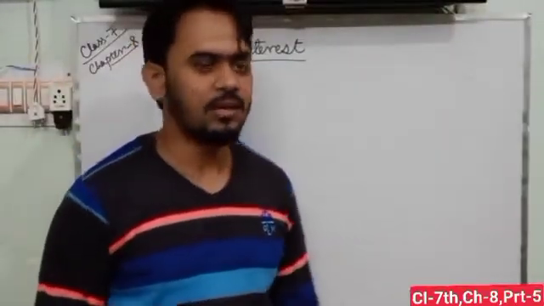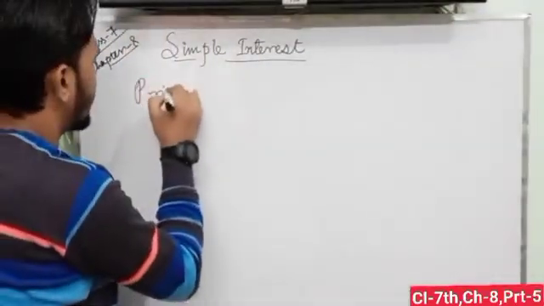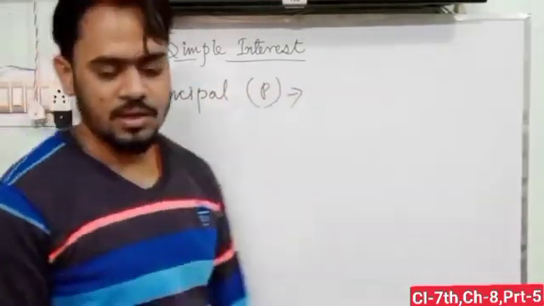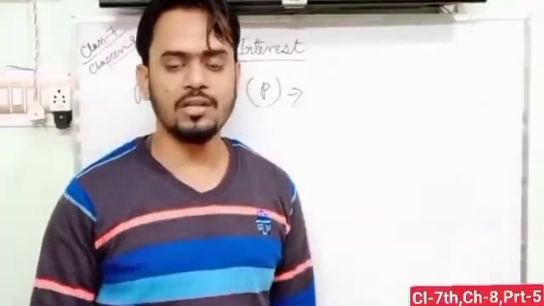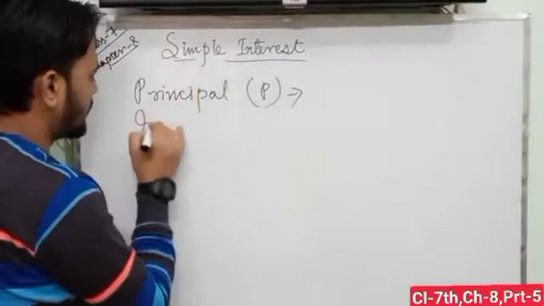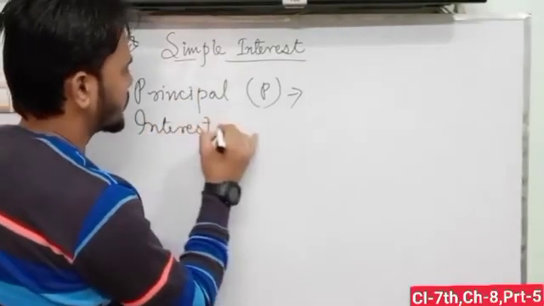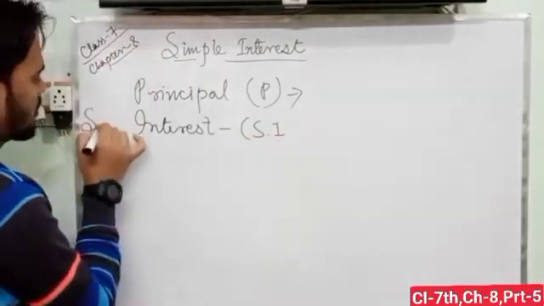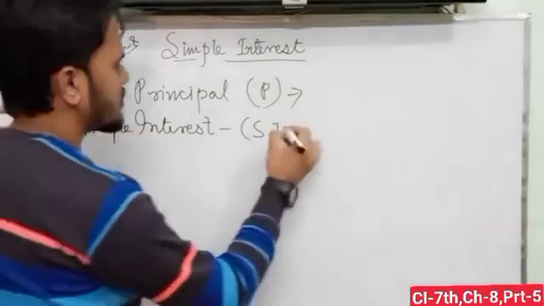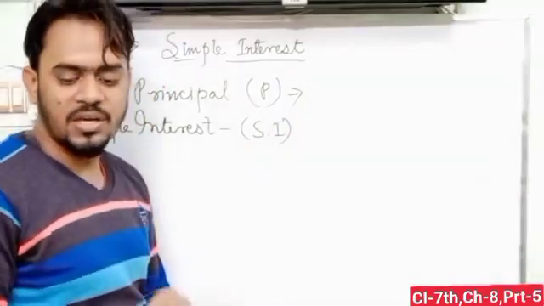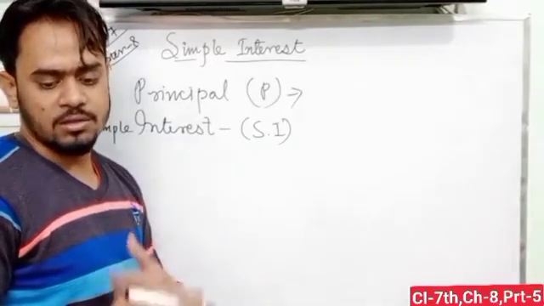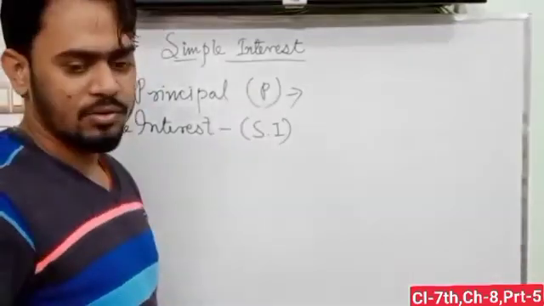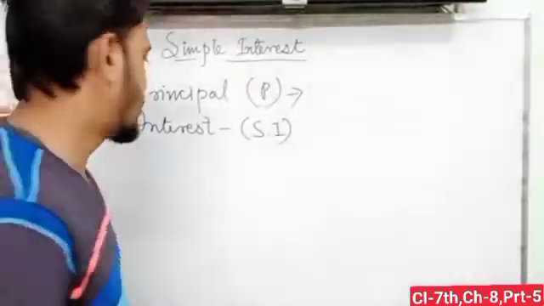The first term is principal, short for P. The money lent or borrowed is called the principal or a sum. The next term is interest, simple interest, SI. The additional money paid by the borrower over the principal is called interest. It is of two types, simple and compound. So this is the simple interest.